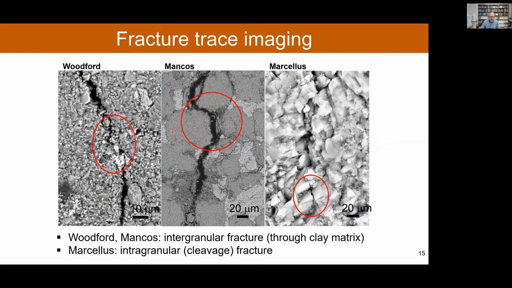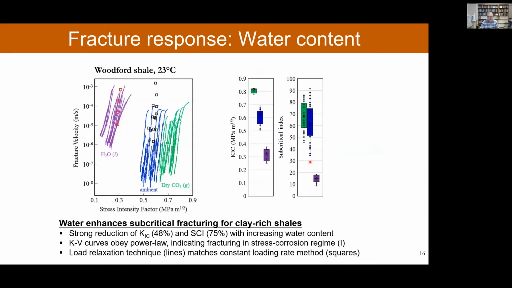Some images of what the fractures look like under the microscope, actually the SEM. They are usually going around grains, except in the Marcellus, which has all this calcite in it, where it goes along cleavage planes. So that's one example here of the testing results.